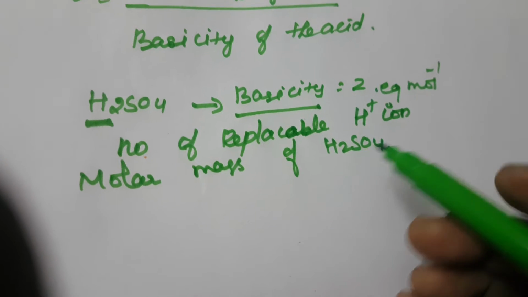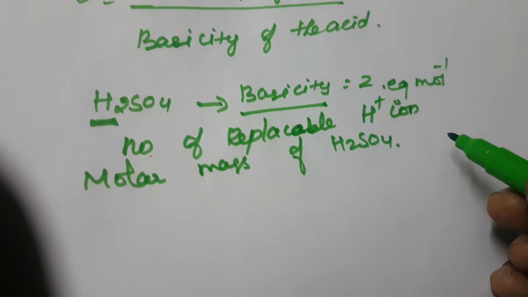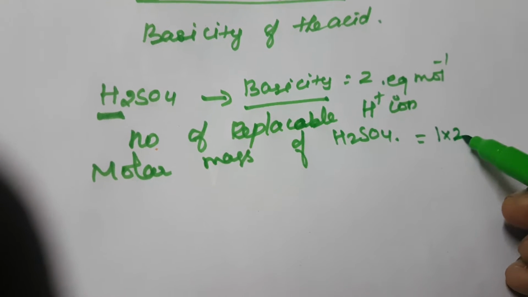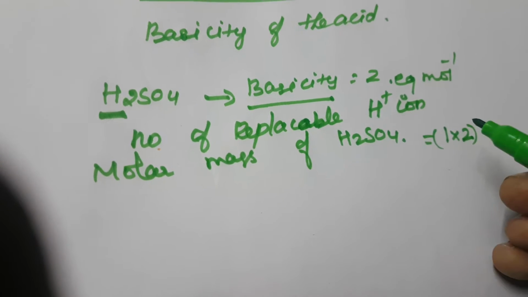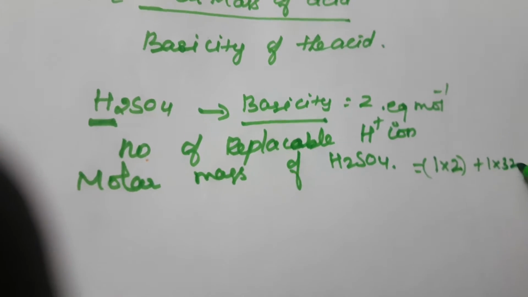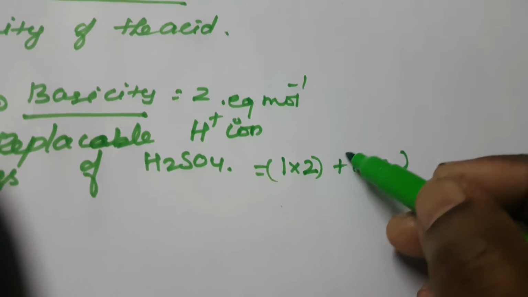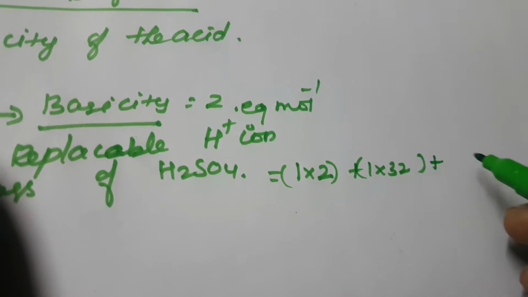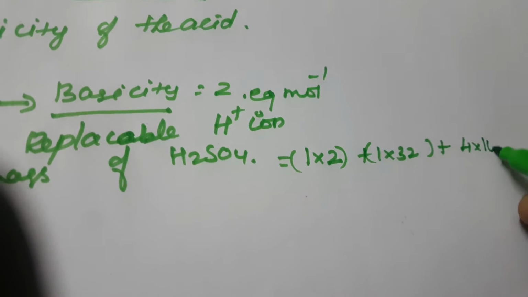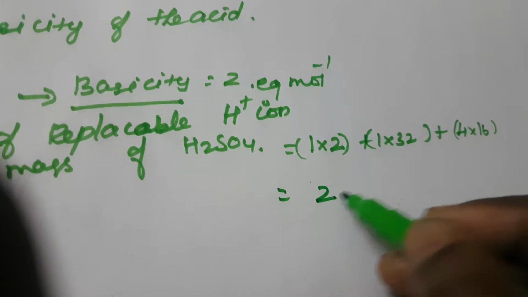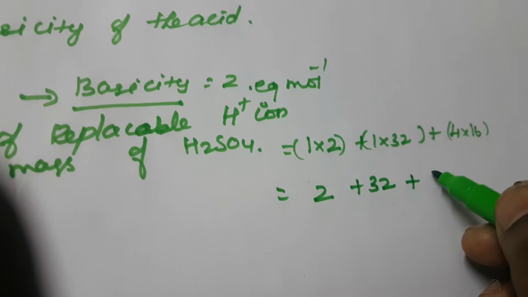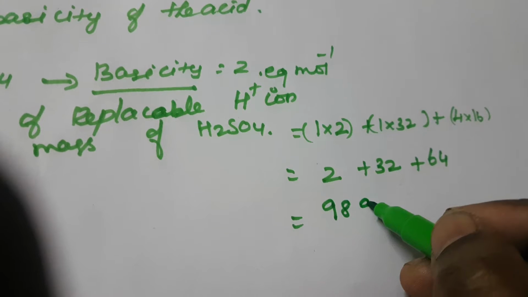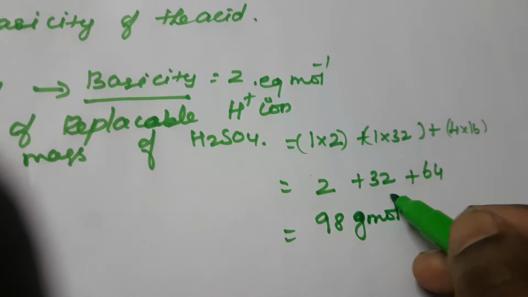So the molar mass of sulfuric acid is equal to, how to calculate? Hydrogen atomic mass is 1 into 2, plus sulfur is 1 into 32. Atomic mass of sulfur is 32, right? Then oxygen, O4, that is 4 into 16, right? So that is 2 plus 32 plus 64. The answer is 98 gram mole minus 1.